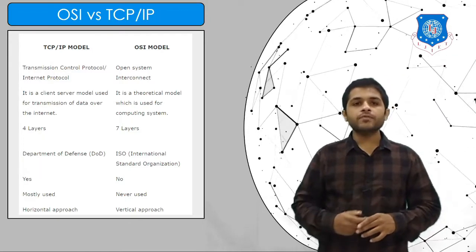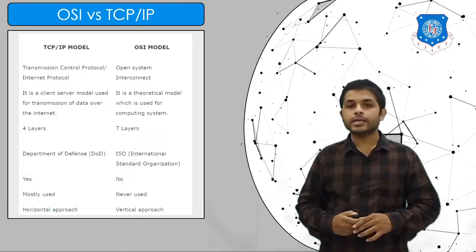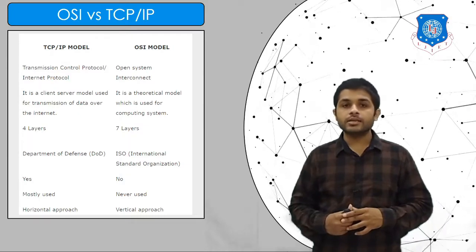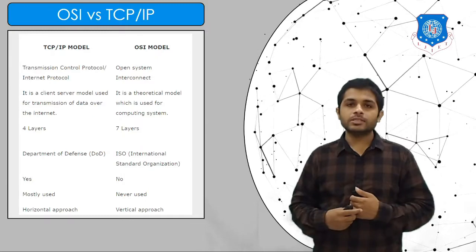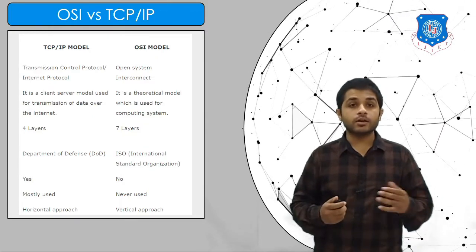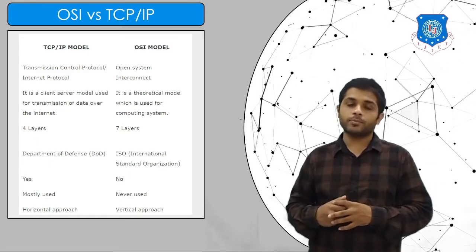TCP/IP was developed by the Department of Defense. OSI was developed by ISO. The TCP/IP model is tangible, but OSI is not. TCP/IP is widely used, and OSI is not used because it is a theoretical concept. And TCP/IP is a horizontal approach, and OSI is a vertical approach.